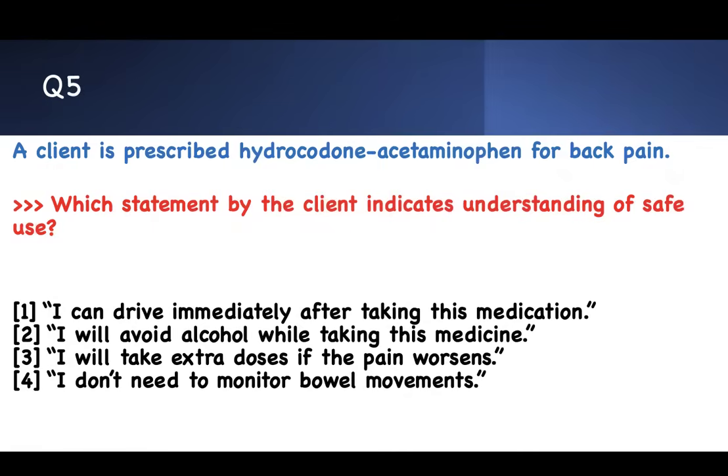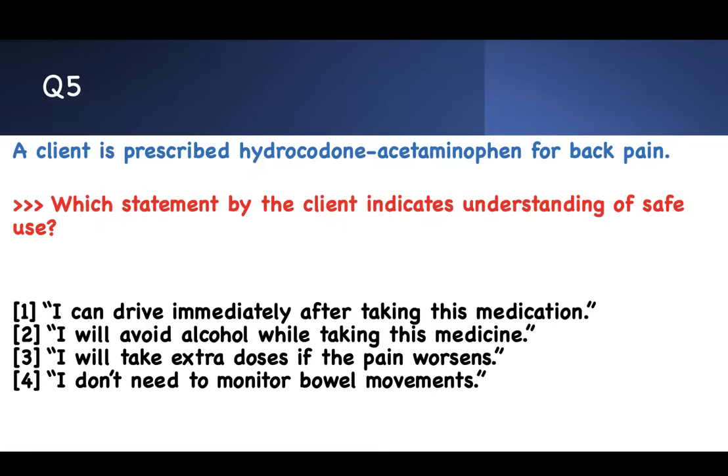Which statement by the client indicates understanding of safe use of what? The client is prescribed hydrocodone acetaminophen. It means an opiate relative, right? Hydrocodone is an opiate. It has acetaminophen, maybe Percocet. It does not matter. I see hydrocodone. I know some medications that contain opiates. For back pain, which statement by the client indicates understanding of safe use? That means you're taking an opiate. What is the best safe use of an opiate?